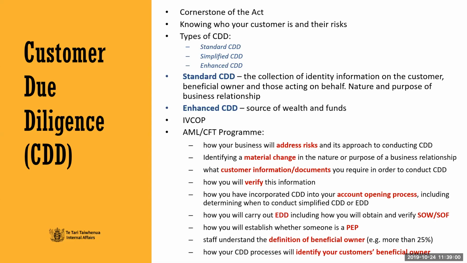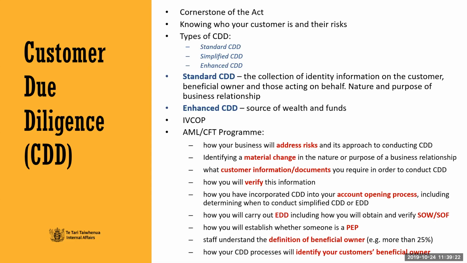If you have effective procedures, policies, and controls to know who your customer is, it will make it more difficult for money launderers or financiers of terrorism to conduct illegal transactions through your business. There are 3 types of CDD set out in the Act: Standard CDD, Simplified CDD, and Enhanced CDD.